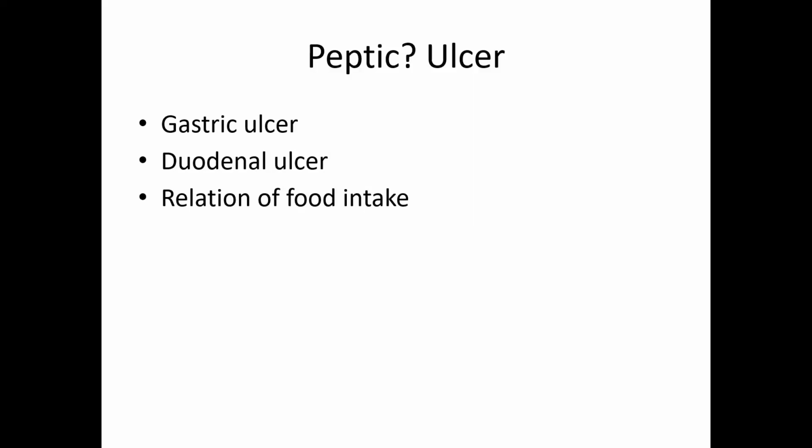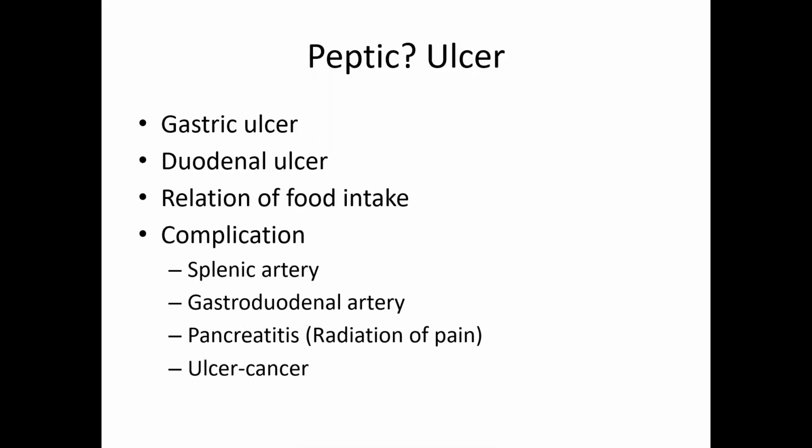So we talked about the relation to food intake when it comes to gastric ulcer and duodenal ulcer. And when an ulcer perforates, it results in gastric perforation. If it perforates anteriorly, it results in chemical peritonitis. Remember, it's not a bacterial peritonitis because there are no bacteria which can survive the acidic stomach. However, problems occur when the ulcer perforates posteriorly. It can affect the splenic artery, it can affect the gastroduodenal artery, it can cause pancreatitis because that's one of the stomach bed structures, and ulcers can also turn into cancer when left untreated for a long time.